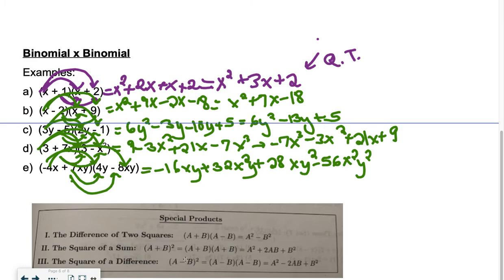These are some special products. This is the difference of squares that I'll point out soon. We're going to talk more about that in depth in the factoring unit. This is the square of a sum. So if we have a binomial squared, it's the binomial times itself. I have an example of that coming up in a minute. And then the same would be if we have a minus b squared, or a binomial squared with a minus, it would be that binomial times itself.